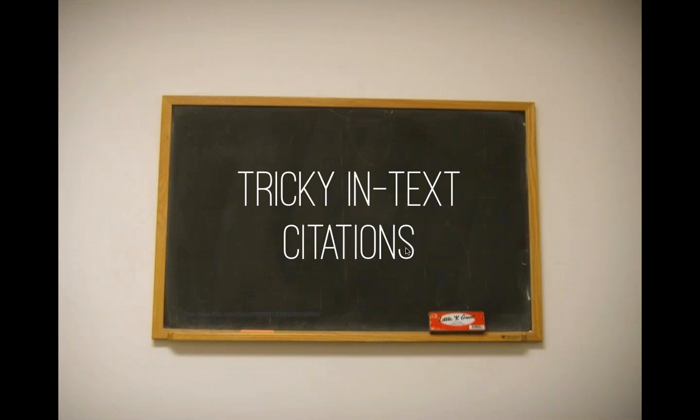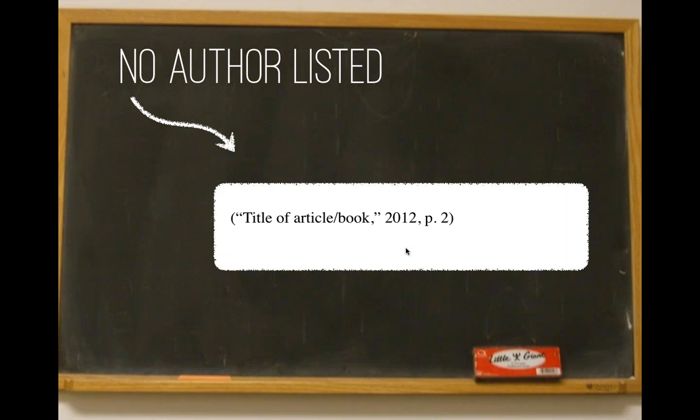All right, sometimes we encounter tricky in-text citations. They don't include the information we need to create an in-text citation like the author's name, date, or page number. So how do we handle these sources? If there's no author listed, you'd use the first few relevant words in the title of the article or book in place of the author's last name. The title should be in quotation marks, and this is an example of how it will look.